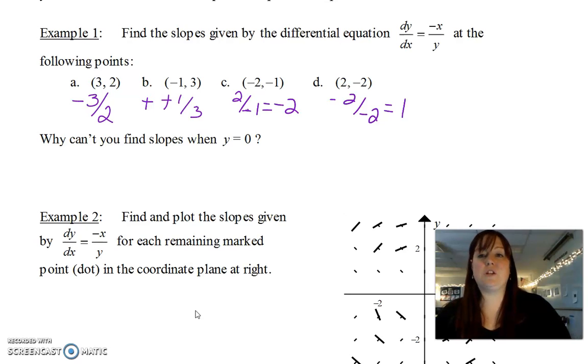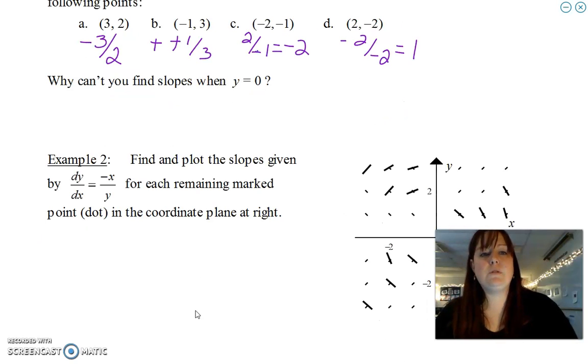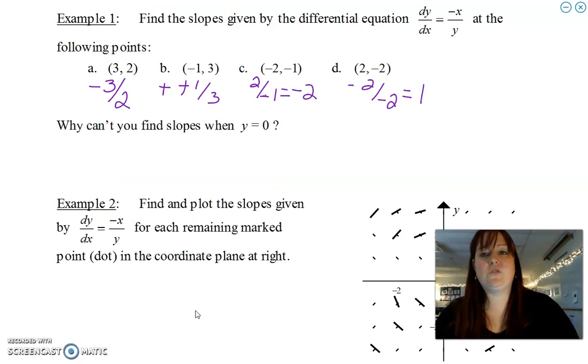We don't know what the function actually looks like yet, or what the function is, but we can find its slopes from the differential equation. So why can't you find slopes when y equals 0? Well, that one hopefully is a little bit obvious, because y is in the denominator, and we can't have 0 in our denominator, so this function is not going to have defined slopes at any y equals 0.